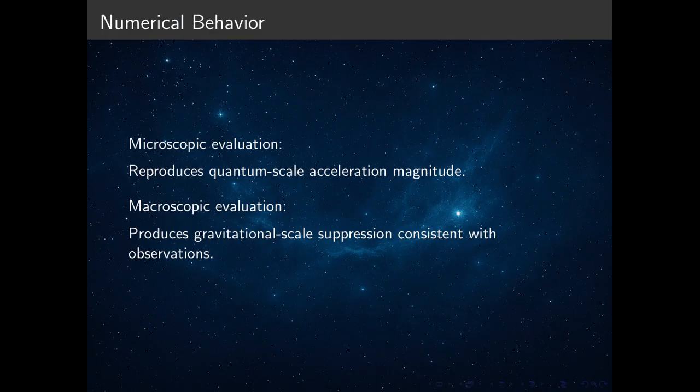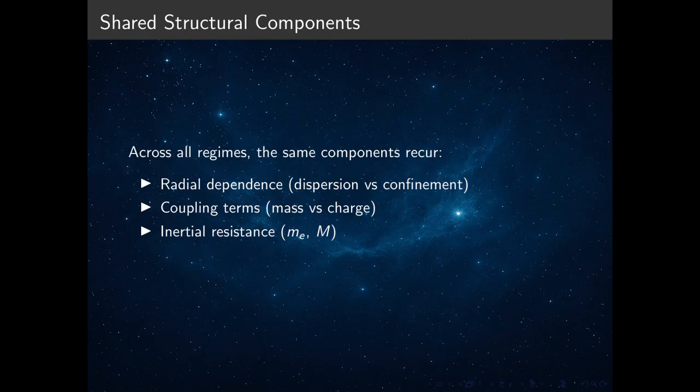When evaluated numerically, the microscopic expression reproduces the same order of magnitude as the classical quantum acceleration, while the macroscopic expression yields a scaled-down value consistent with gravitational observations when appropriate effective parameters are chosen.